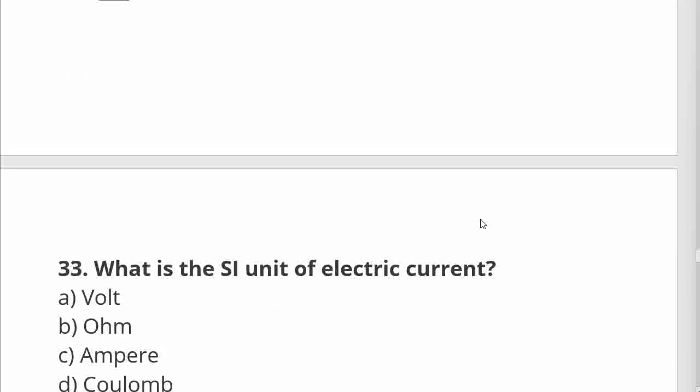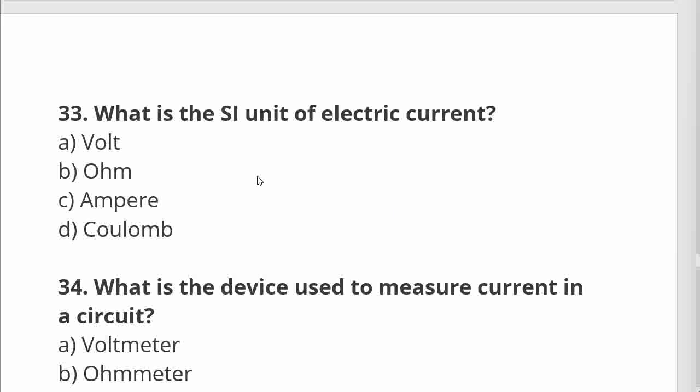Now the next question, what is the SI unit of electrical current? Options are A, Volt, B, Ohm, C, Ampere, D, Coulomb. The right answer is option C, Ampere. The SI unit of electric current is the ampere, which measures the flow of electrical charge. 1 ampere represents 1 coulomb of charge passing through a conductor per second.